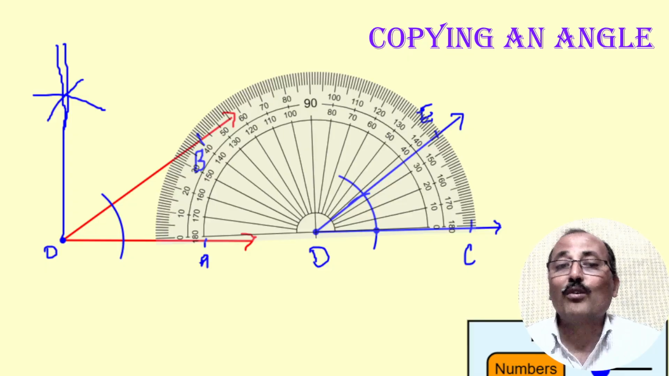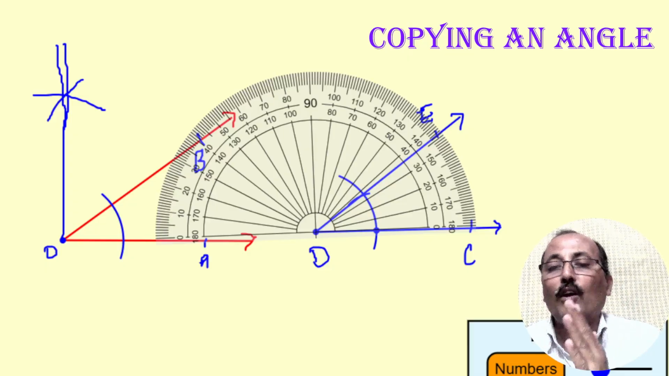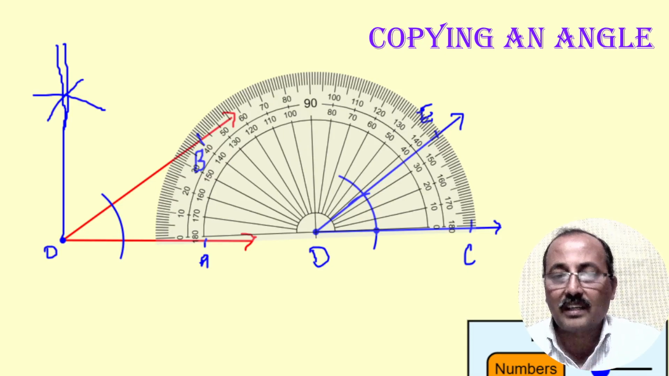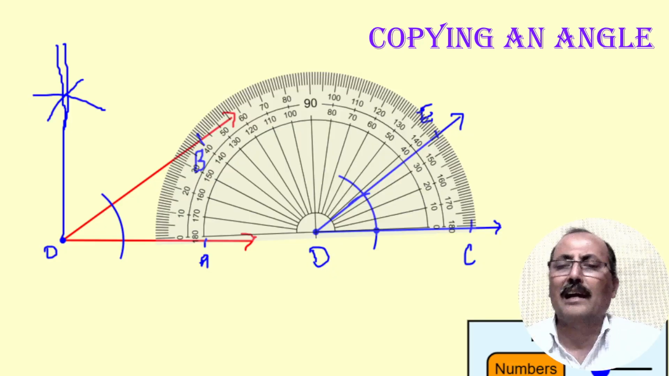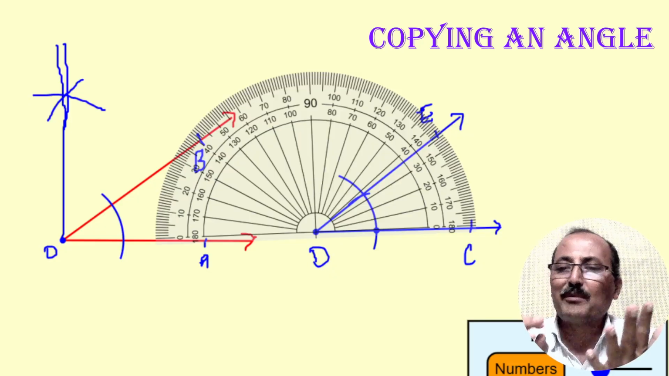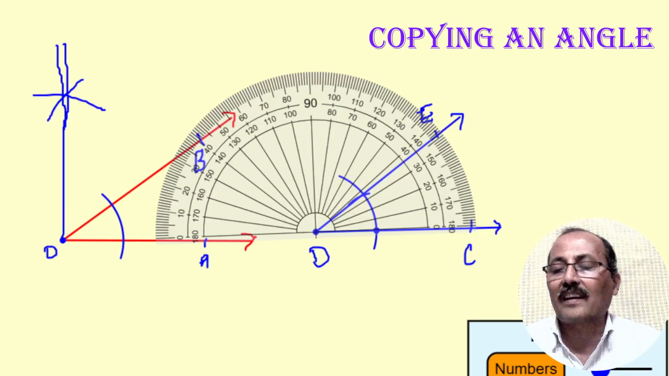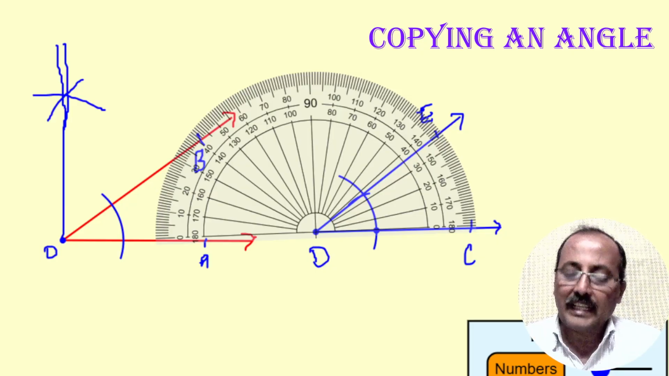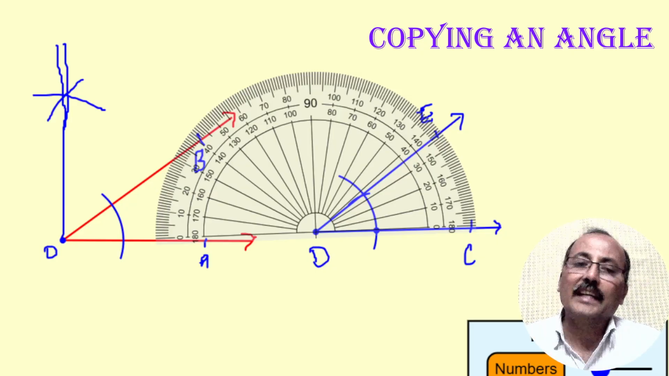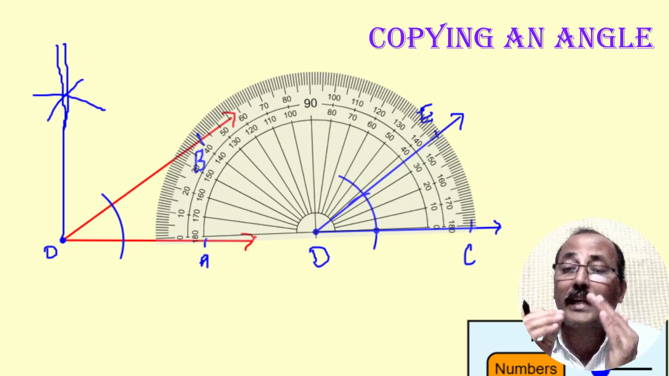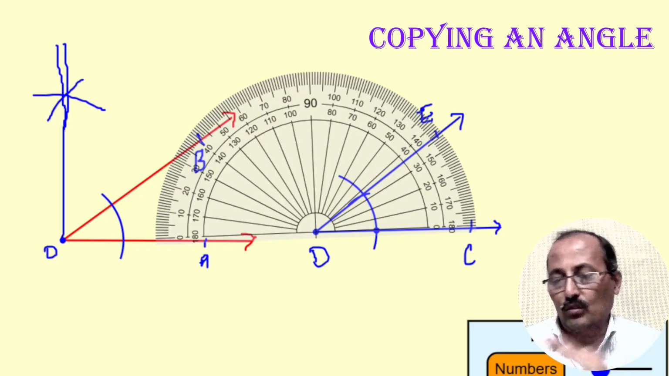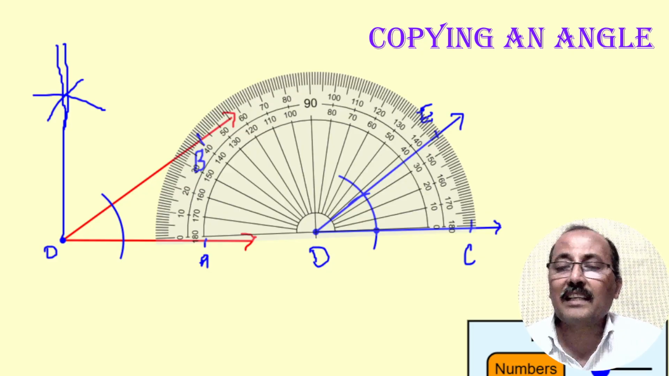You have seen now how to copy an angle from one place to another. This method is applicable for any angle. That's what I am saying, I am generalizing the teaching. What is generalizing? Let it be 10 degree, 20 degree, 40 degree, 90 degree, 120 degree, 140 degree, 160 degree, up to 180 degree, you can copy. So anyhow, copying an angle is over.